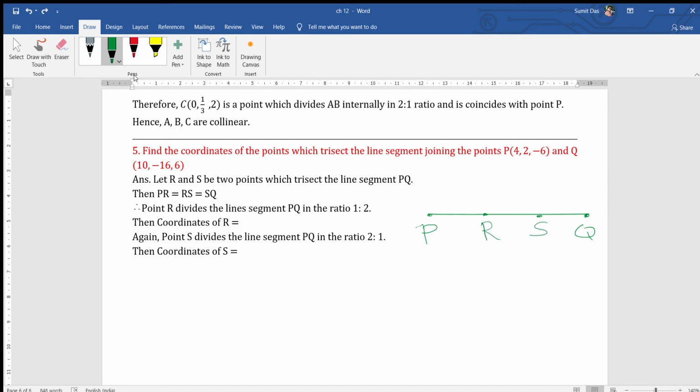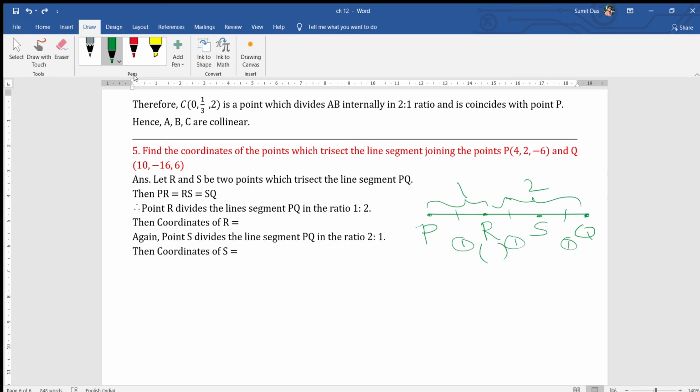So you can see RS is the point on the line, so that is these 3 equal parts. Okay, so how to do 3 equal parts? This is one part, this is another part, and this is another part. So we'll see R is dividing in which ratio? R is dividing in 1:2 ratio. So using the section formula, we can find the coordinate of R.